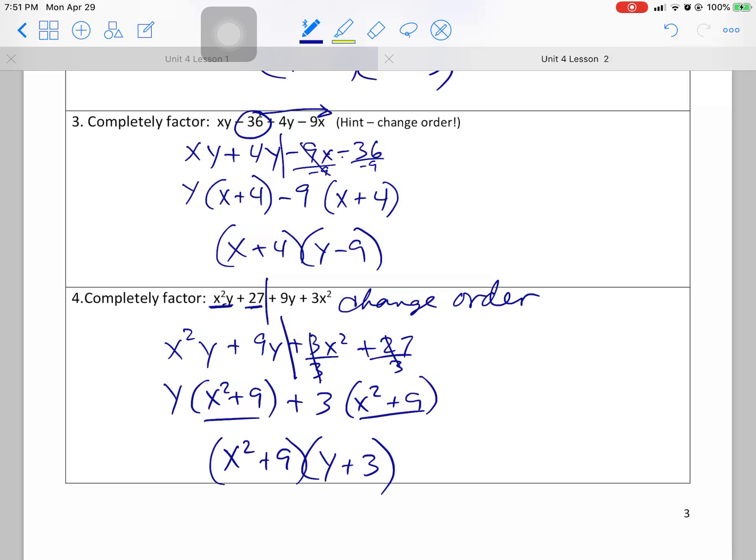So when you have to change order, usually it works to take out the constant and put it at the end. Remember what a constant is. A constant is a term that doesn't have a variable or a letter in it. Okay, try that first. Move it to the end. It's a guess and check kind of thing, and see if you can take something out and if it works. Okay.